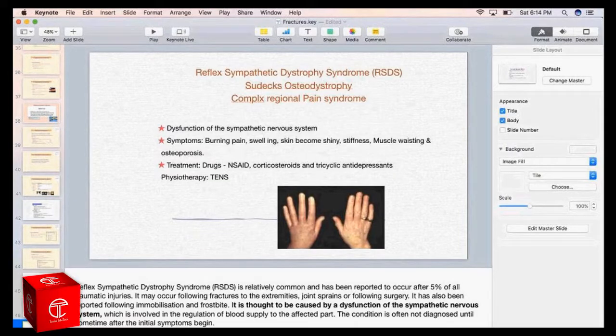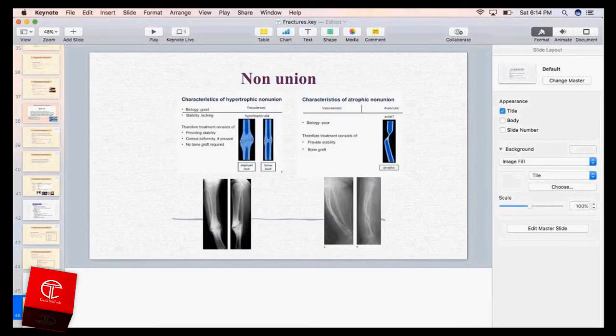The next complication is... I would just like to ask you one question. In which of the fractures is it most common to get a non-union? We get frequent MCQs in MRCS regarding the same, sir. Can you please clarify on this?